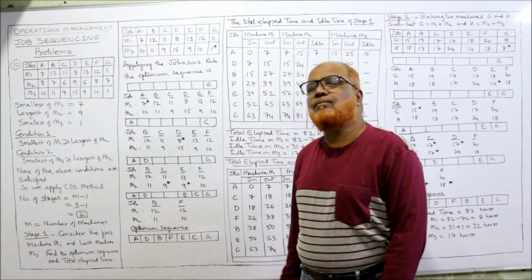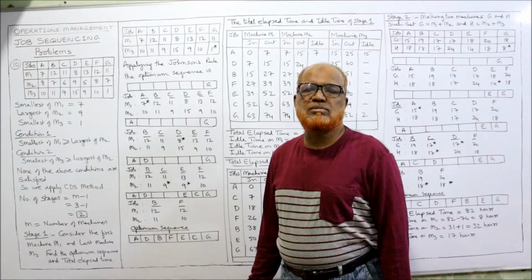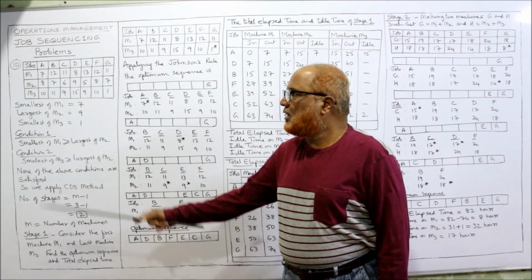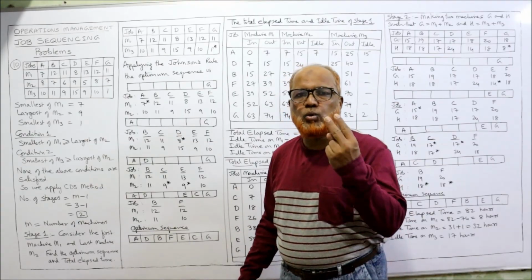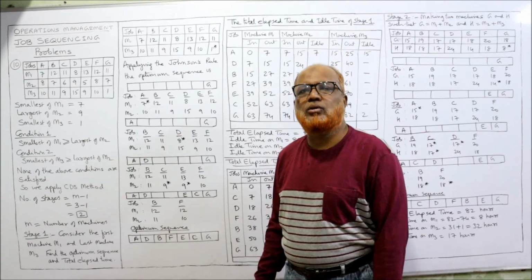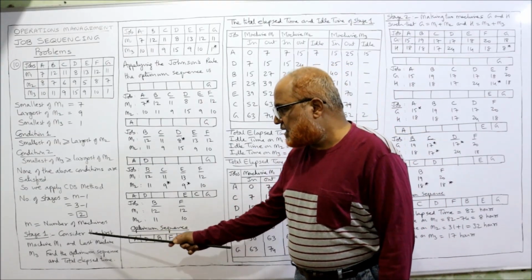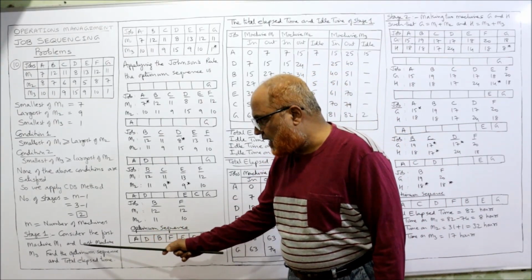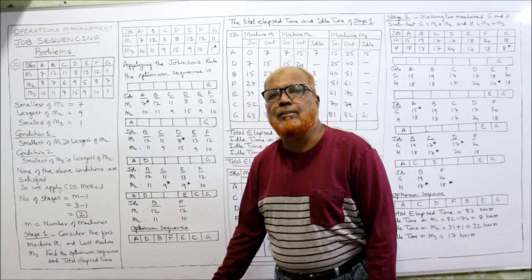Number of stages. Now we have to decide how many stages. M minus 1, where M stands for number of machines. Here 3 machines are there, so 3 minus 1 is 2. In 2 stages, we are going to find out the optimum sequence. Stage 1. Consider the first machine M1 and the last machine M3. Find the optimum sequence and total elapsed time.